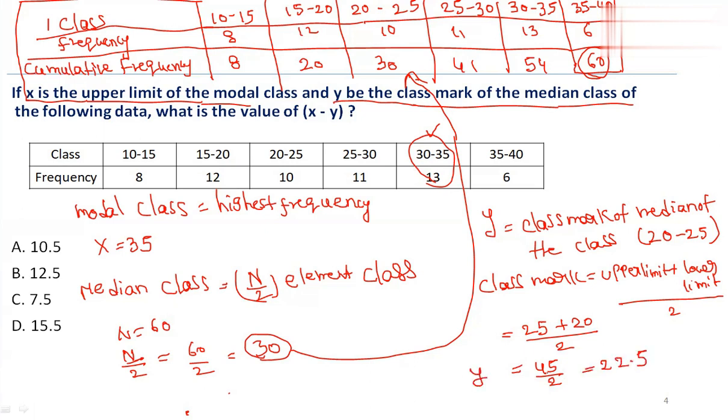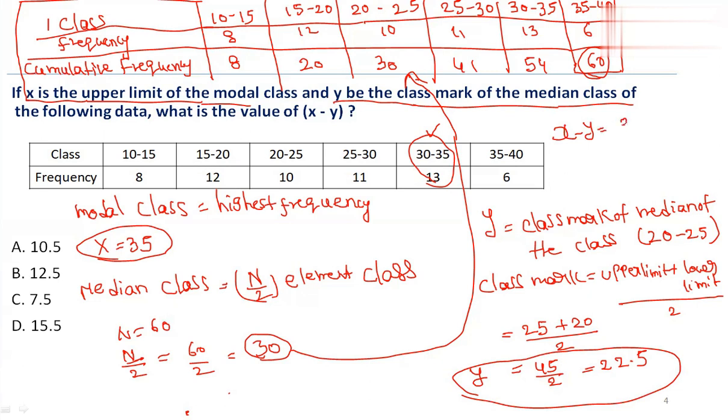So you got the Y value as 22.5 and the X value as 35. X is equal to 35 and Y is equal to 22.5. Let's answer the question: what is the value of X minus Y? X is 35 minus Y which is 22.5. So the answer for the question is 12.5. Option B, 12.5, is the answer.